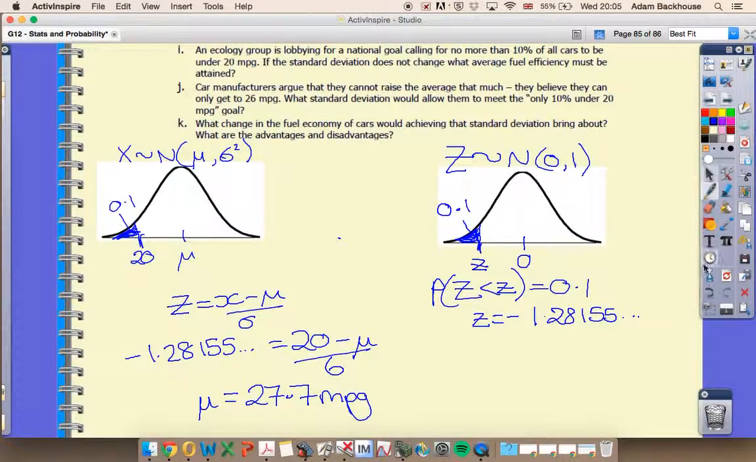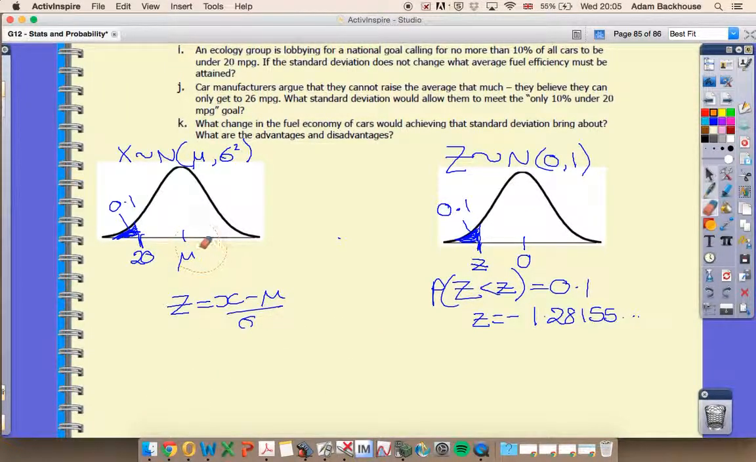Part J is a similar idea. So I'm just going to keep some parts of this. I want to erase this, and I'm going to erase this, but I'm going to keep this. So in J, the car manufacturers are saying they can't get the average to 27.7. They can only get to 26.